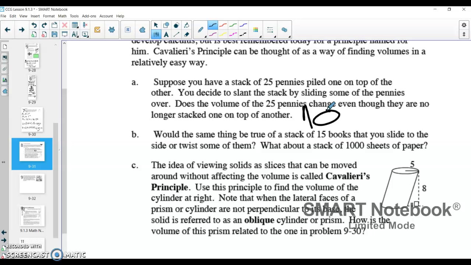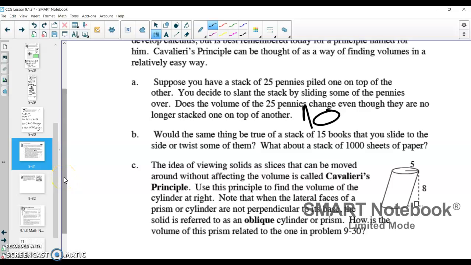And in B, it's going to be the same thing. All right, it's saying, what about if we stacked 15 books, or if we slide them, or we twist them, or if we did the same thing with 1,000 sheets of paper? It doesn't matter because we're not changing the individual volume of the books, or the individual volume of 1,000 sheets of paper. And so it doesn't matter if we twist them or stack them or slide them over when they're stacked. The volume remains the same. And so then when we see a problem like we do in C here, B and A are just kind of like no, with that quick explanation from me.